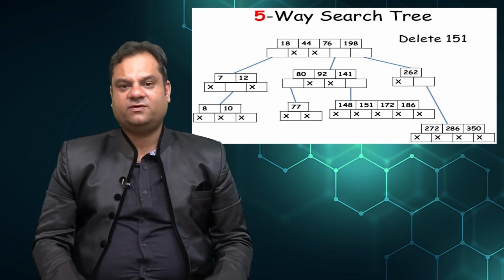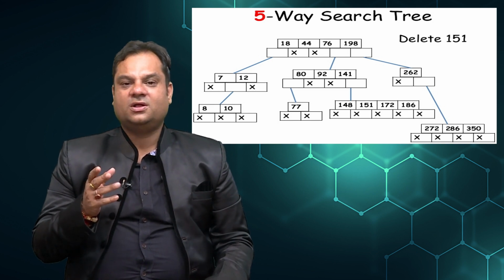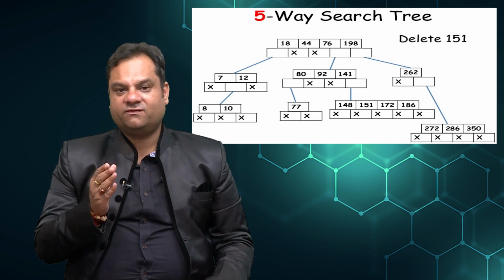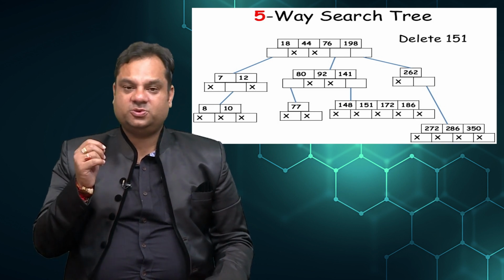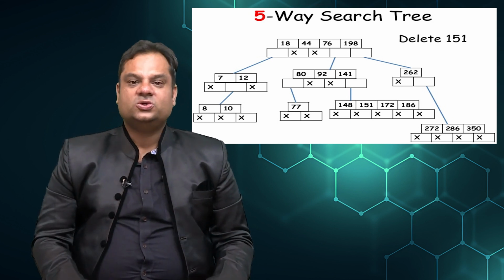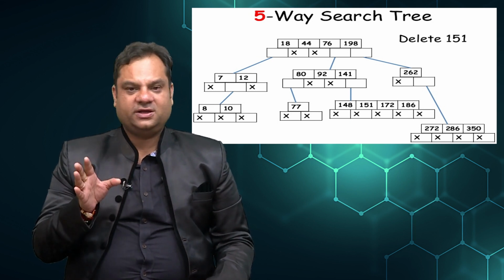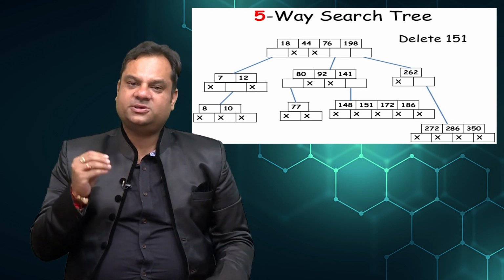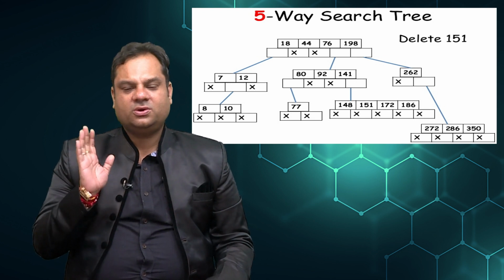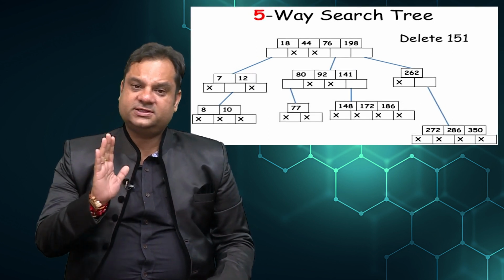Now you have to cross check 151. 151 has two children in the form of AI and AJ. AI should lie between 148 and 151, and AJ should lie between 151 and 172, and both are null. If both are null, this is the first situation. We want to delete a key which has AI and AJ both null. It means the left successor and right successor are both null. You can easily remove that key from the MV search tree.